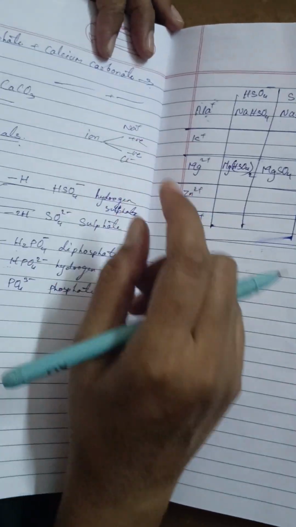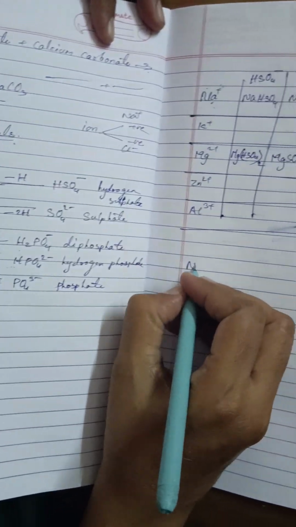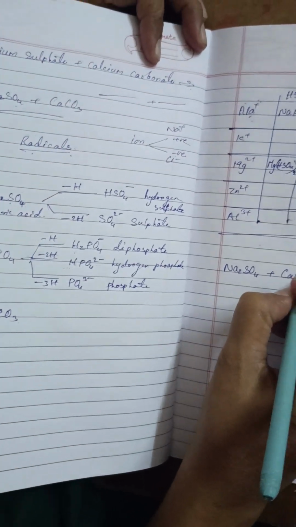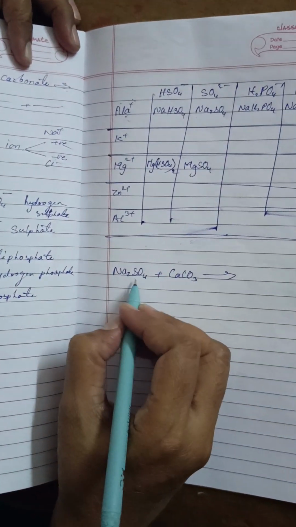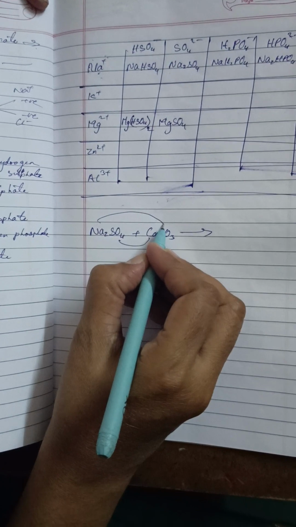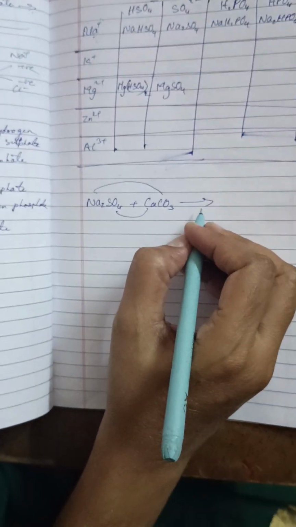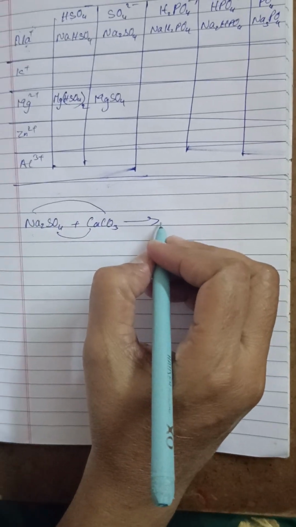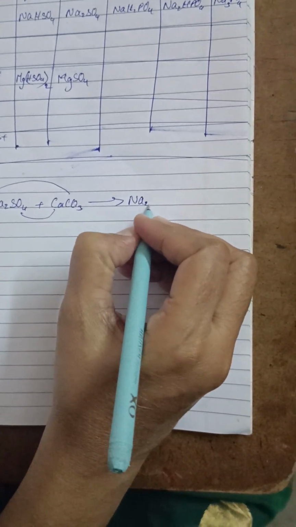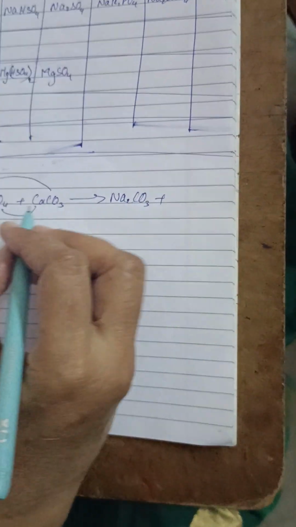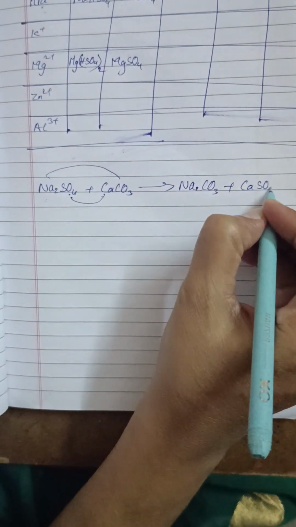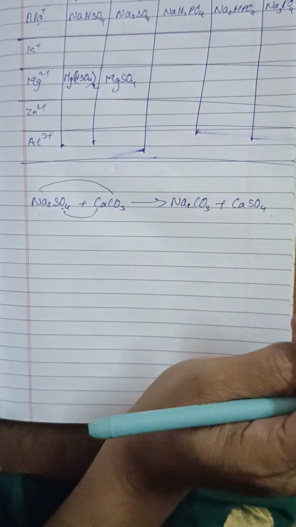So now you complete this equation. What you will get: Na2SO4, that is sodium sulfate, plus calcium carbonate. Now here combine the means and extremes, what I told you in double displacement reactions. So here you will get sodium carbonate. Sodium carbonate formula is Na2CO3, plus what you will get, calcium sulfate. Calcium sulfate formula will be CaSO4. Like this you can write the equation.